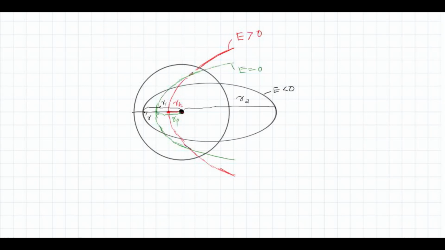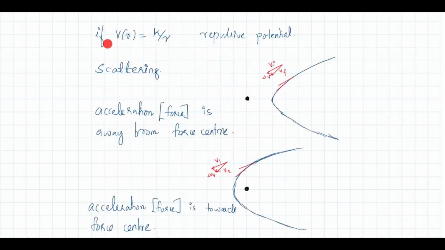Now I want to add two more points to this. The first one is, what happens if V of r is equal to plus k by r? That is a repulsive potential. Minus k by r is an attractive potential. If you have a scattering problem, then here you will have a nucleus and an alpha particle will come from infinity towards the force center. Then what happens to the trajectory? It will be something like this.